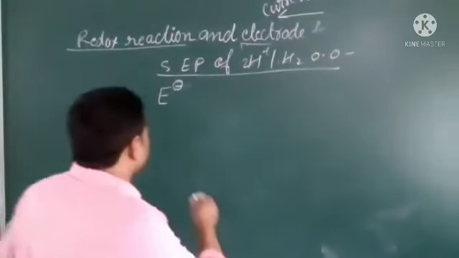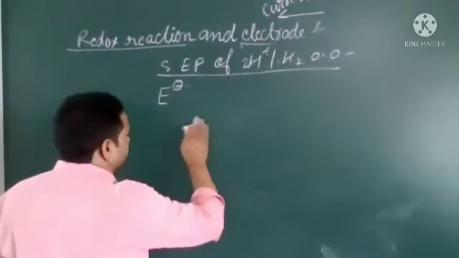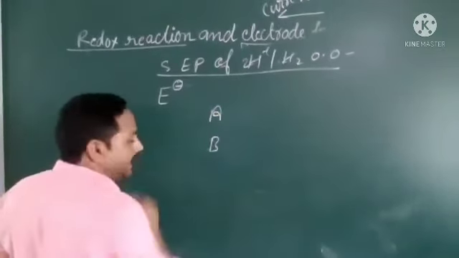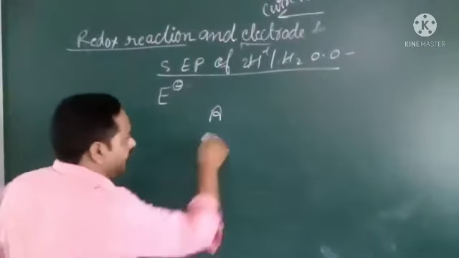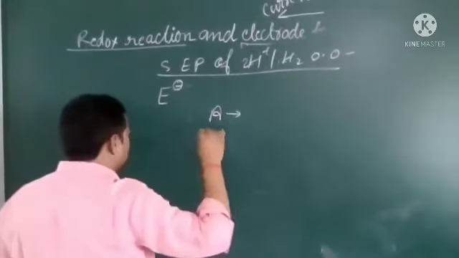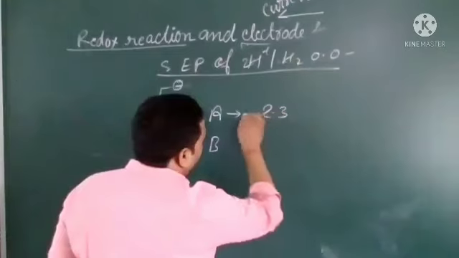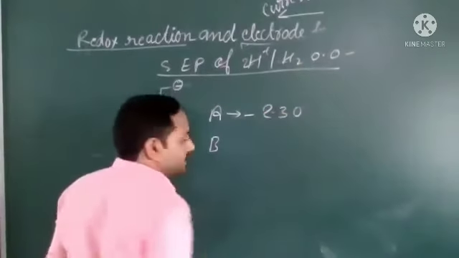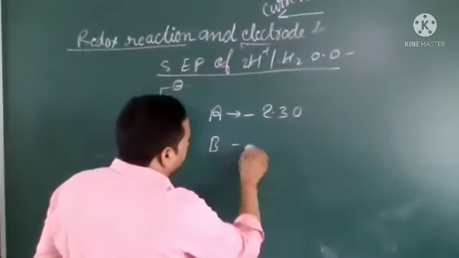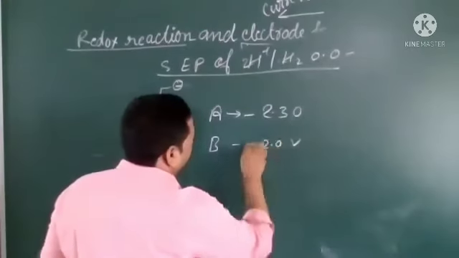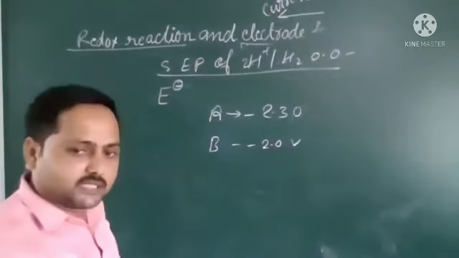Let me write here like this. If I have written A and B, let us see. If the electrode potential of A is minus 2.3 and of B is minus 2.0, just see, both are in negative.